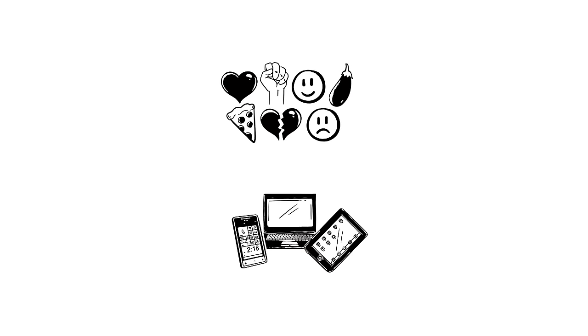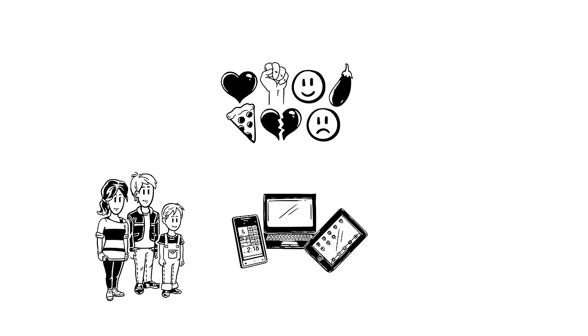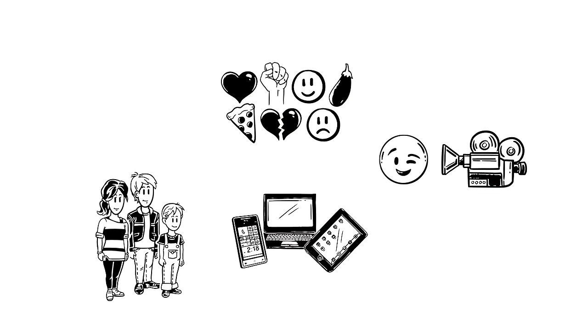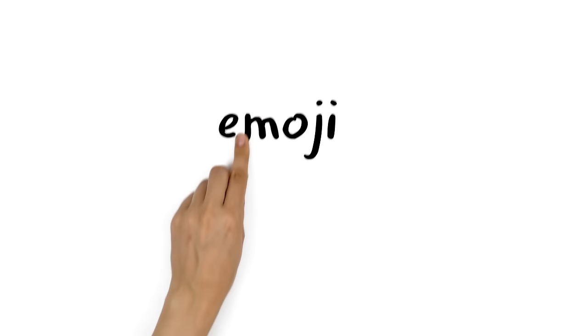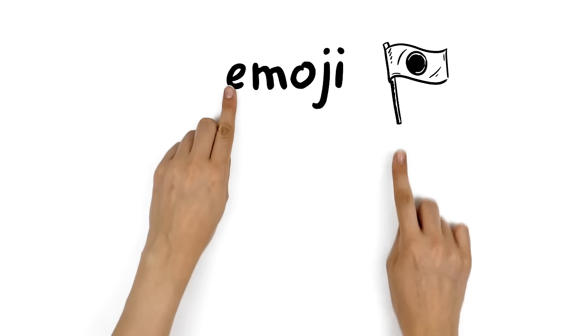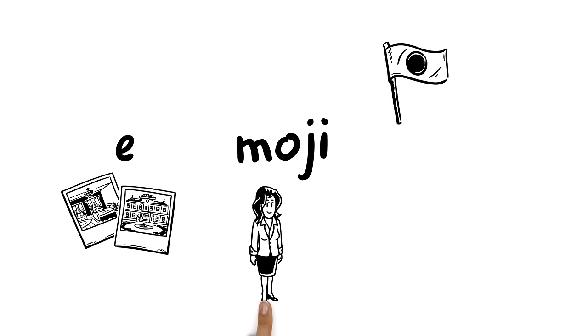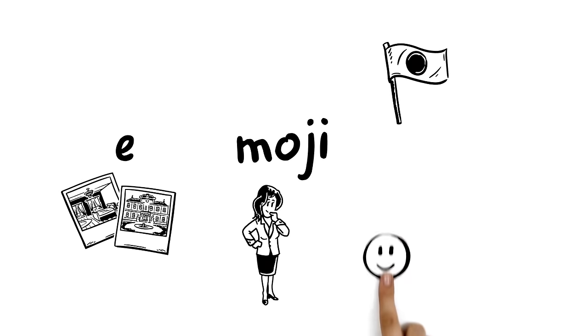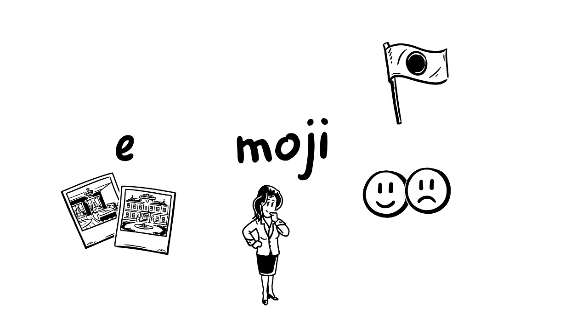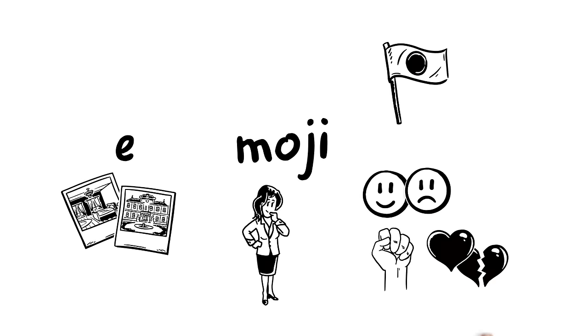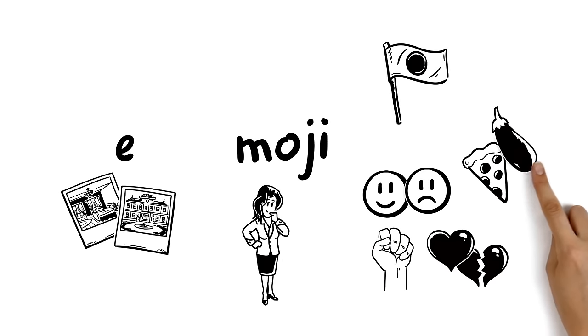Emojis are an increasingly popular tool in online communication, particularly among the younger generations. They're so popular, in fact, that there's a movie being made about them. Their name comes from combining the Japanese words e, meaning picture, and moji, meaning character. You might even recognize some of them. There are the more obvious ones: smiley faces, sad faces, fist bumps, and hearts, and some that are more obscure, such as pizza slices and eggplants.